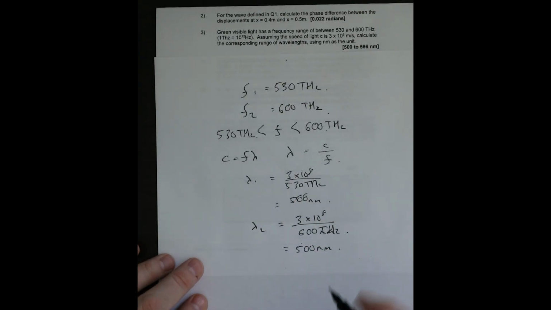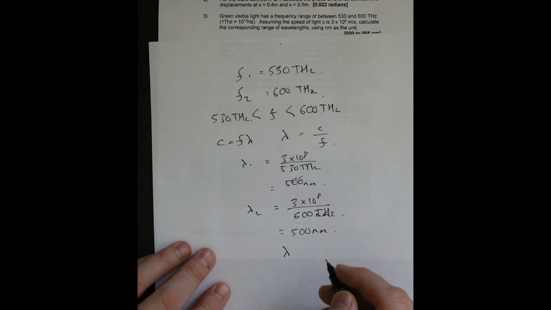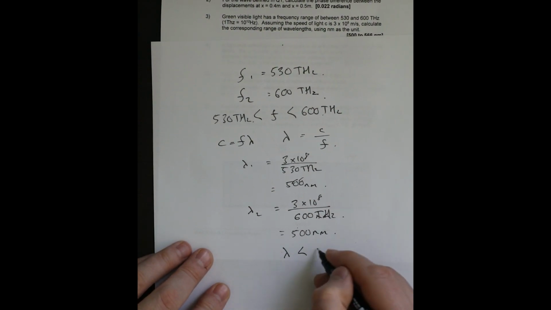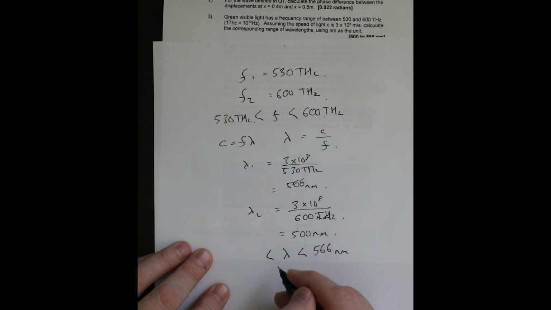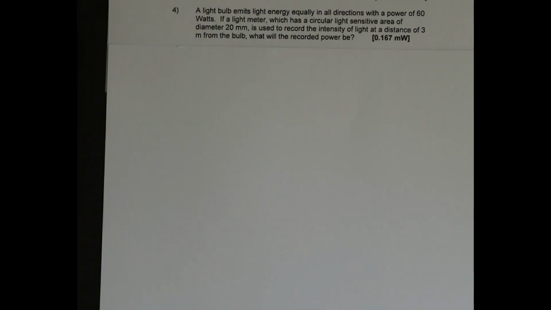Okay, so the range that we defined before in terms of wavelength is that the wavelength is going to be less than 566 nanometers and greater than 500 nanometers. So that's the solution to that question.